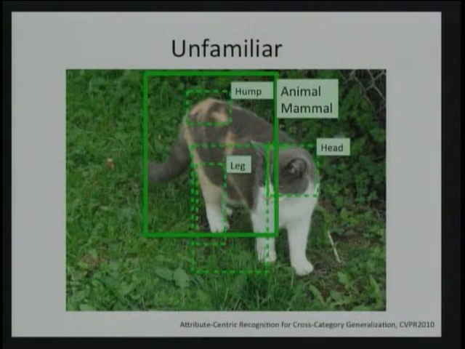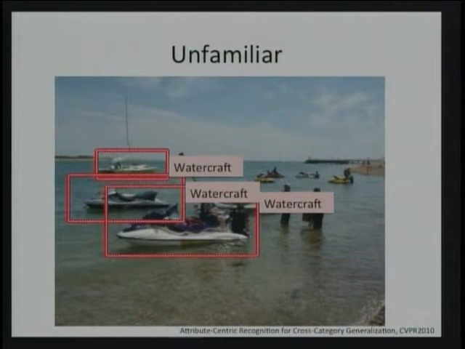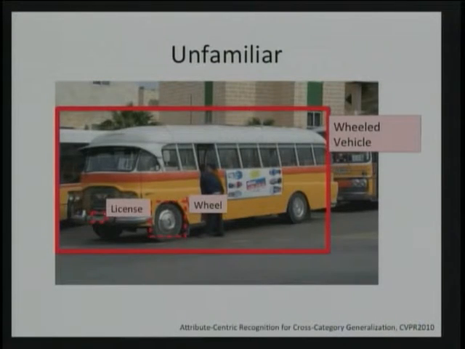But it gets way more interesting when I show our system an image of an unfamiliar category. Our system never observed cats during training. Despite that fact, it can localize this as an animal, which is a mammal. Here's the head, here's the leg, and of course, it has hump. Our system never observed any examples of jet skis before. Despite that fact, it can localize it as watercraft. Same story with the bus. We never observed bus during training. We can localize it as a wheeled vehicle. Here is the wheel, and here is the license plate.